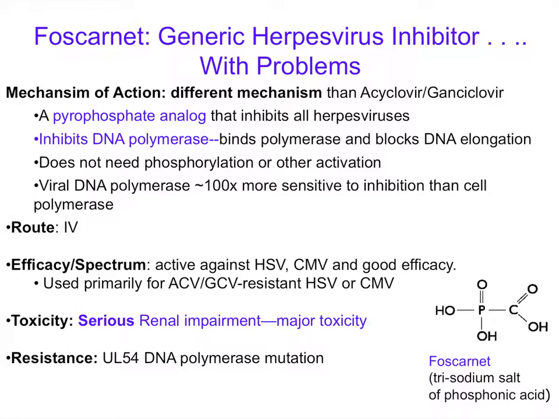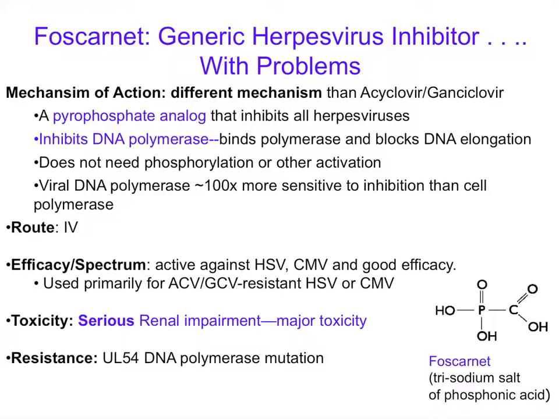Foscarnet also works as a DNA polymerase inhibitor, but it works by a slightly different mechanism. It's not an analog of a nucleoside. Rather, it's an analog of something known as pyrophosphate. And the key concept here is that foscarnet binds the polymerase as a competitive inhibitor of the pyrophosphate and blocks DNA elongation. So it's a slightly different mechanism of DNA polymerase inhibition than acyclovir or ganciclovir, but it still is working at the level of the DNA polymerase.